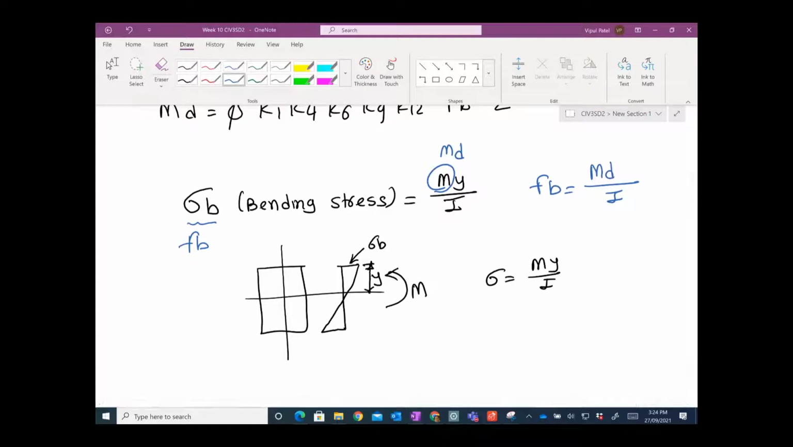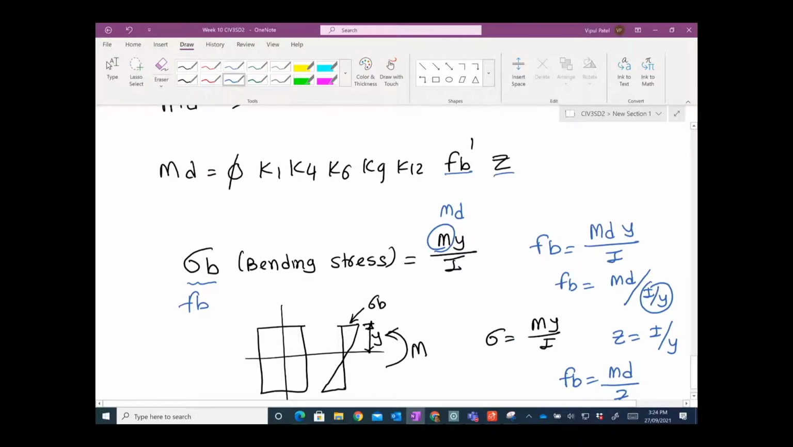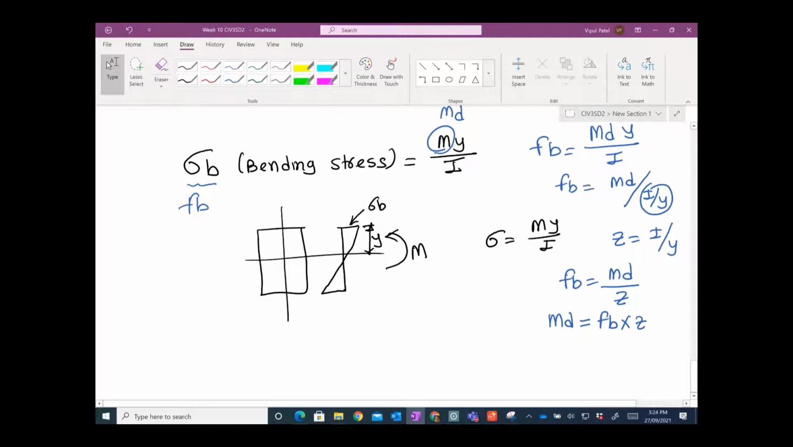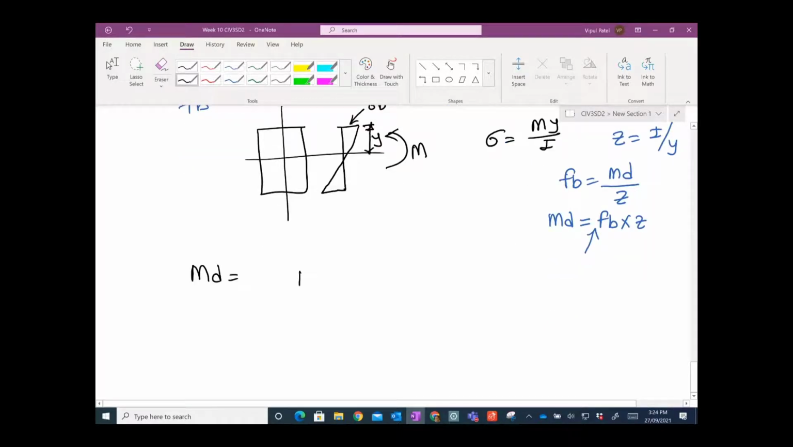MD on Y. That is just a different notation, but the same equations. Now, what happens to the I and Y? So FB equal to MD over I over Y. That is your section modulus Z. Z is equal to I over Y, meaning that FB equals MD on Z. So if I want to calculate a moment, it is FB times Z. And in between, you just throw in some of those non-dimensional factors. So these equations that the standards are giving you are nothing but your mechanics of solids, right?